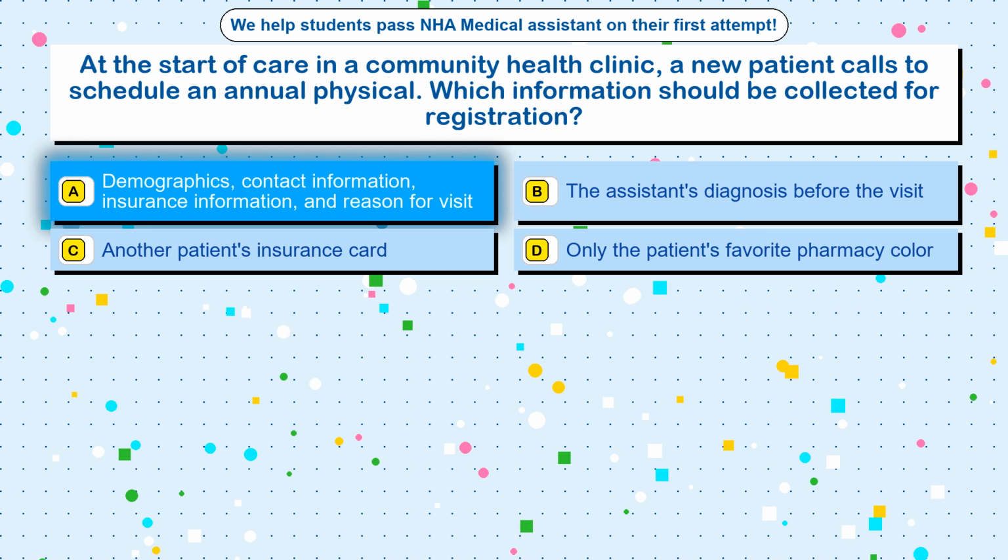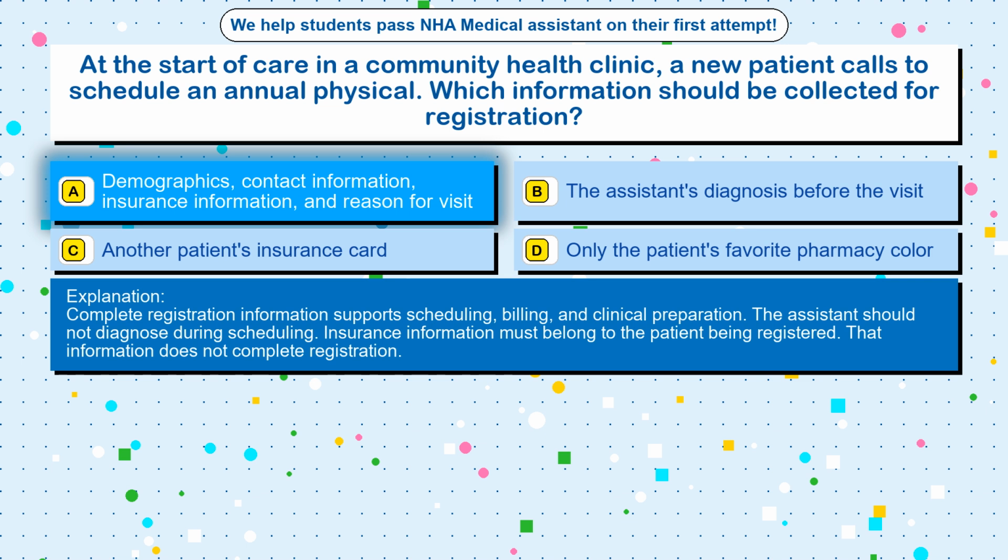The correct answer is option A, demographics, contact information, insurance information, and reason for visit. Complete registration information supports scheduling, billing, and clinical preparation. The assistant should not diagnose during scheduling. Insurance information must belong to the patient being registered. That information does not complete registration.